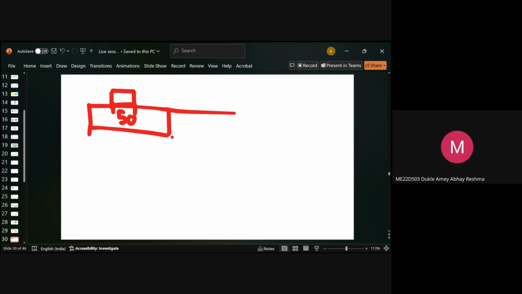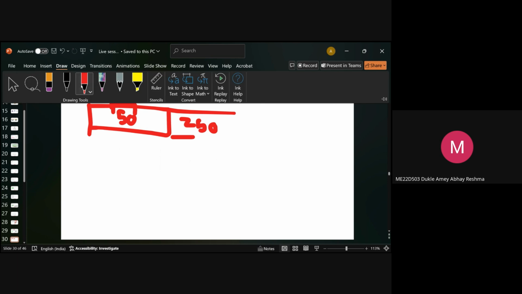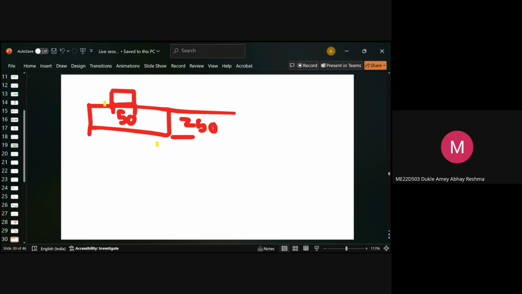This is 250. So now what we have to do is, I'll just change the color so that you will be able to understand better. Using our etchant, we have to remove this area so as to release it. The area which I'm marking in yellow, we have to remove it completely.